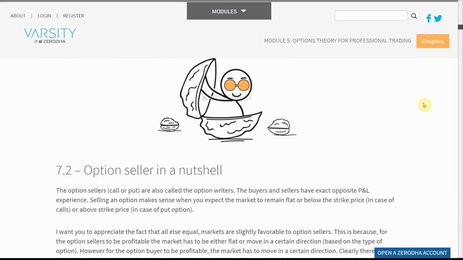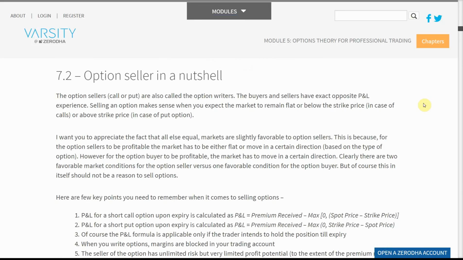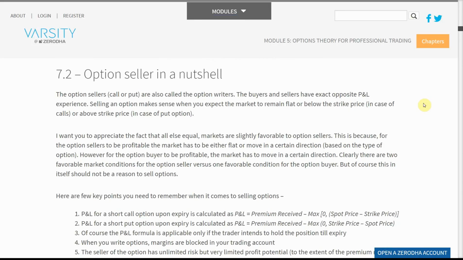7.2 Option seller in a nutshell. The option sellers, call or put, are also called the option writers. The buyers and sellers have exact opposite P&L experience. Selling an option makes sense when you expect the market to remain flat or below the strike price, in case of calls, or above strike price in case of put option.